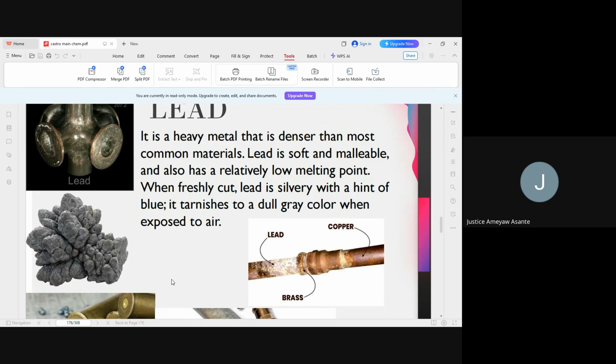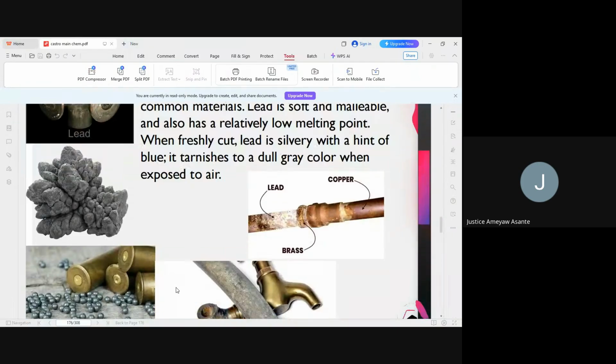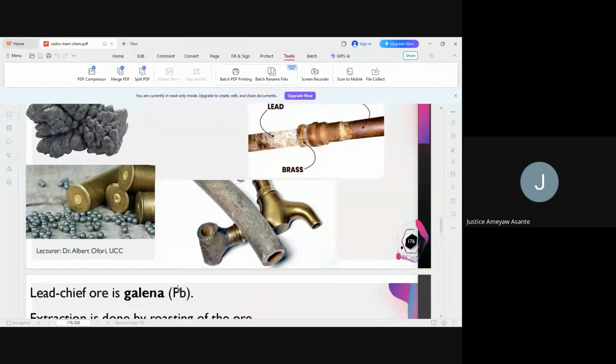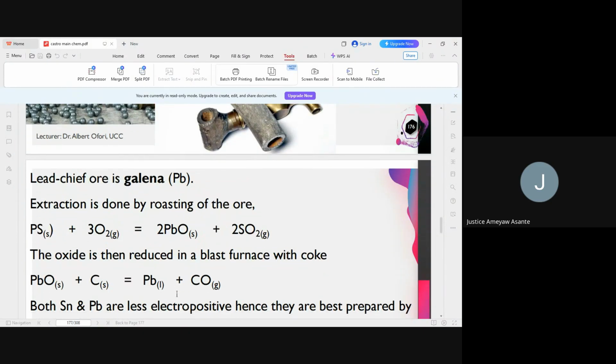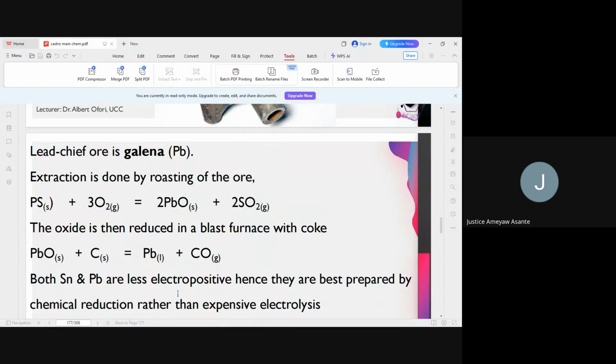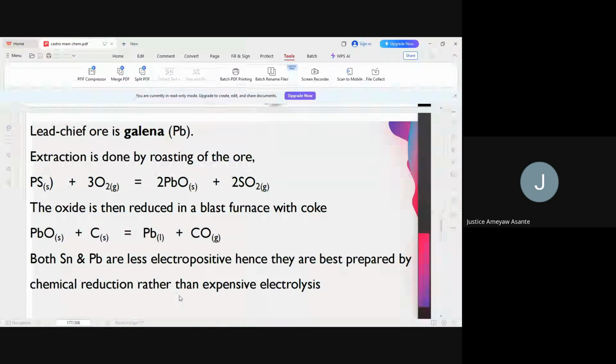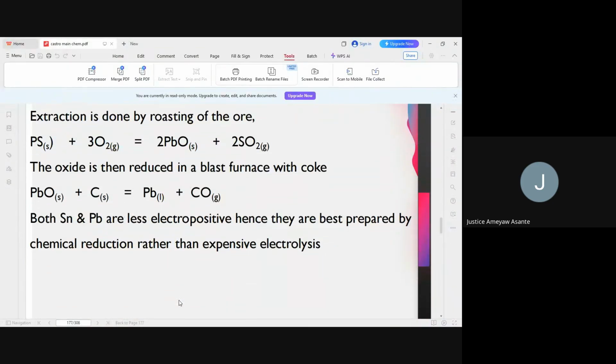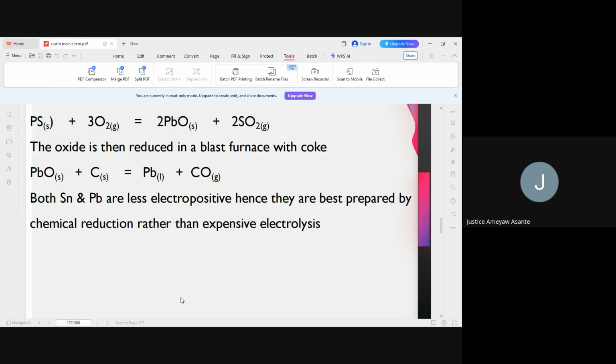Then the lead. Lead is a heavy metal that is denser than most common materials. Lead is soft and malleable and also has a low melting point. When fresh, lead is silvery with hints of blue. It tarnishes to a dull gray color when exposed to air. Lead's chief ore is galena. Extraction is done by roasting of the ore. So you roast the ore, and the oxide is then reduced in a blast furnace with coal.